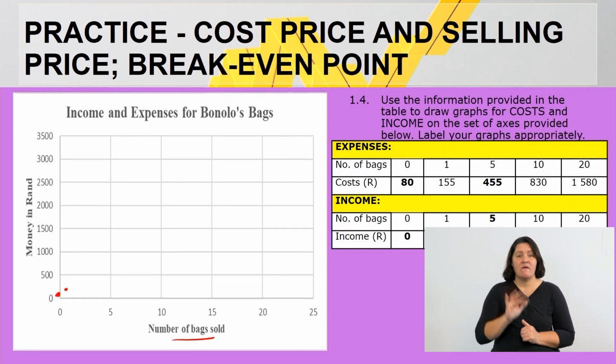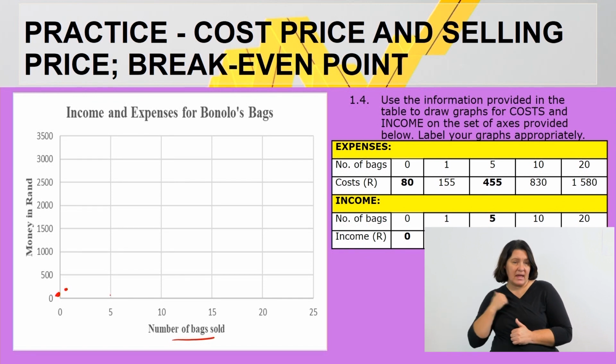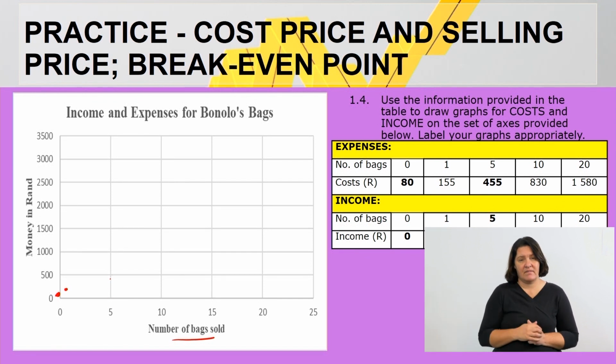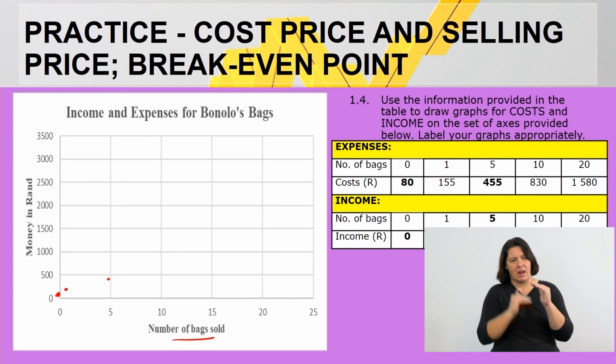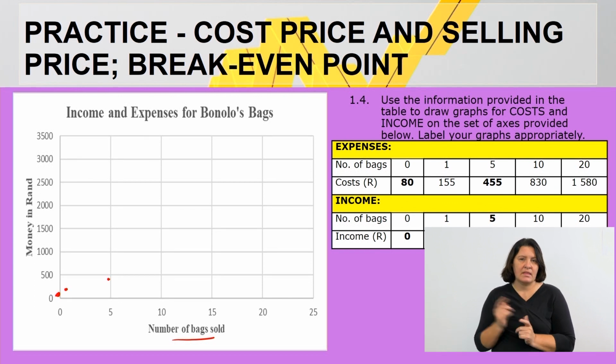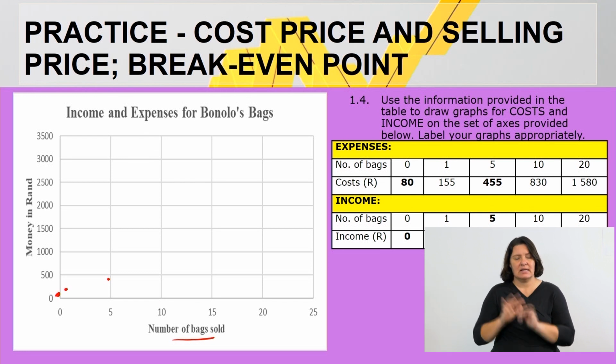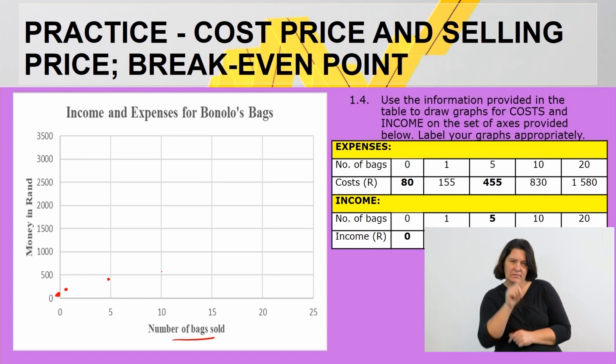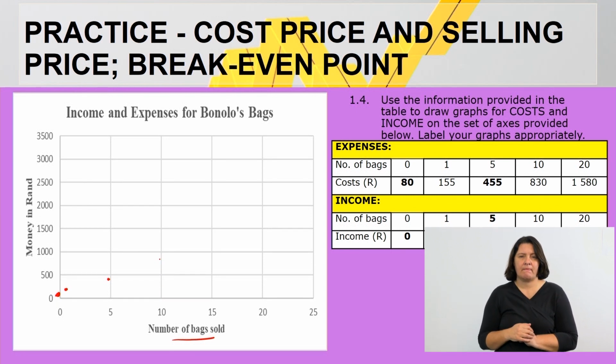Then for 5 bags, we say here, 5 bags will cost 455. So yes, 5 bags, 455, and I'm going to estimate again, just below 500. Then for 10 bags, it will be 830. So I'm going to go, that will be 10. Yes, number of bags is 10. And then 830, again I'm just going to estimate, say around about there.